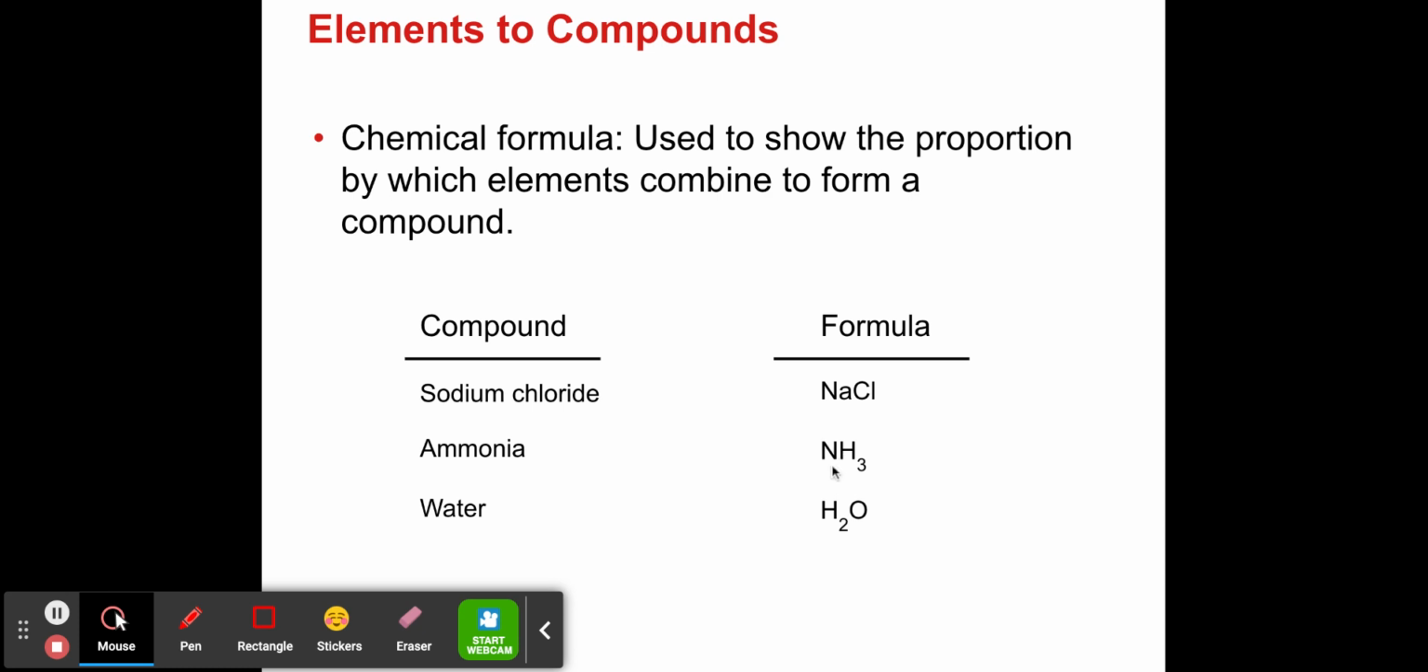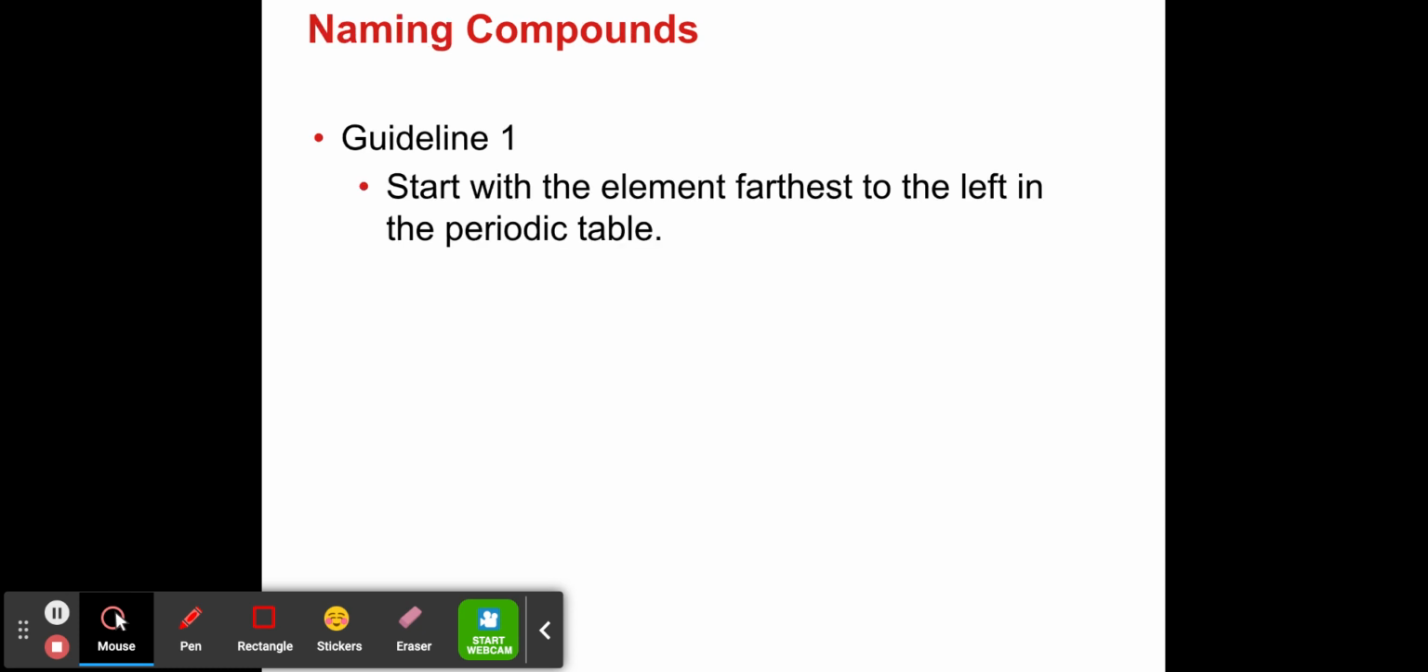So if you think about it, there is no subscript after nitrogen. So nitrogen, there's only one atom of nitrogen, right? And there are three atoms of hydrogen. So the formula for this compound called ammonia is NH3. And then for water, it is H2O. So there are two atoms of hydrogen, one atom of oxygen.